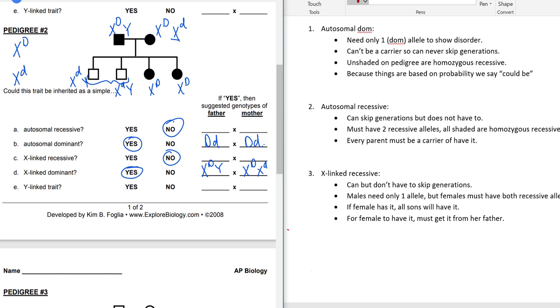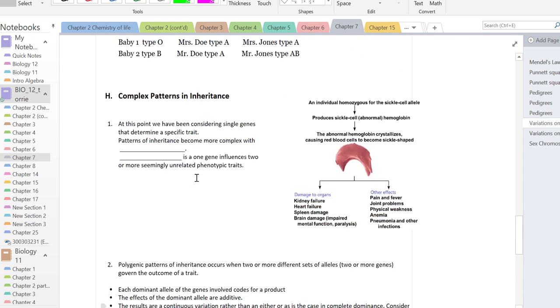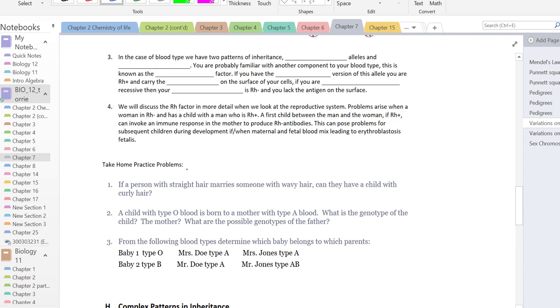Okay, so that's all. I'm going to do another video with the solutions to the problems from our notes, which were right here, these take-home practice problems. So if you haven't done those, please give them a go, and then I'll post the solutions.